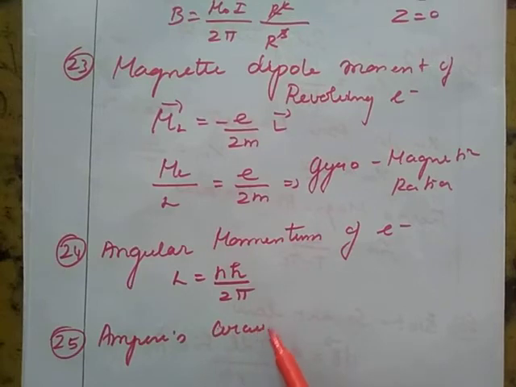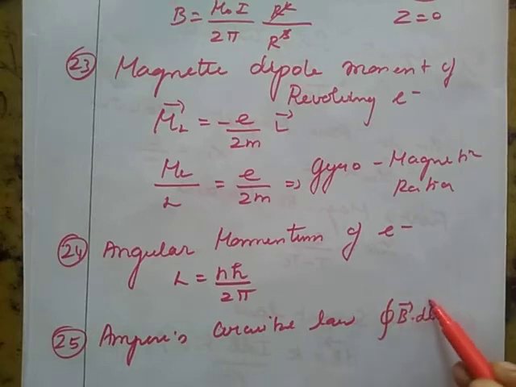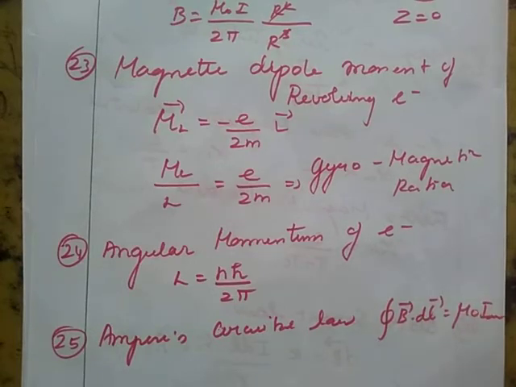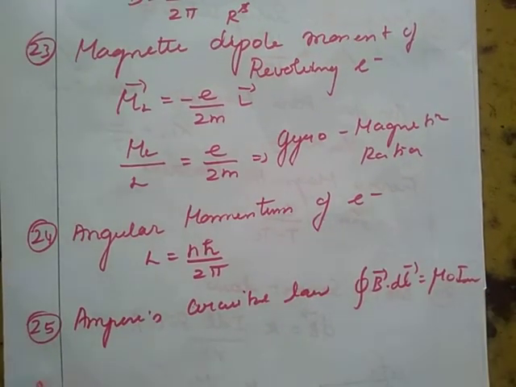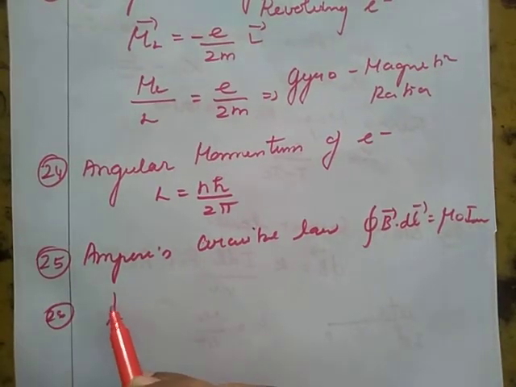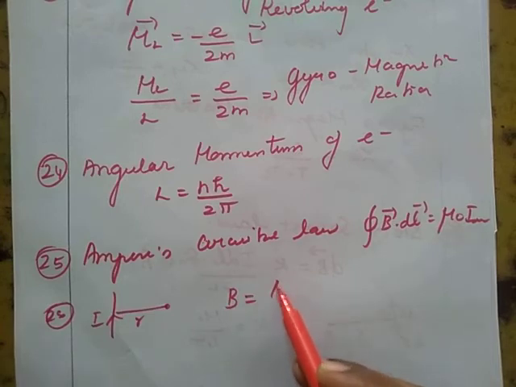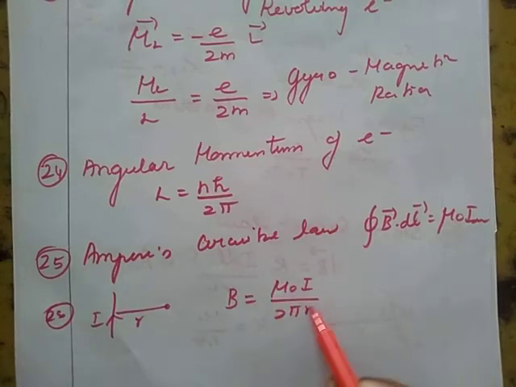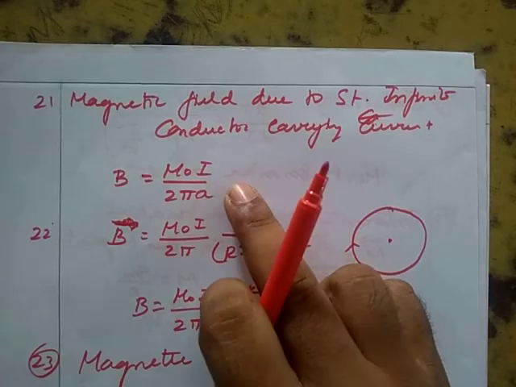Ampere's circuital law is an easy one: the closed integral of B vector dot dl vector is equal to mu naught I enclosed. Using this we can find the magnetic field. Here we found the magnetic field due to a straight conductor carrying current at a distance R, B is equal to mu naught I by 2 pi R. This is similar to the expression we found for a straight conductor by the Biot-Savart law. Here it is by Ampere's circuital law.